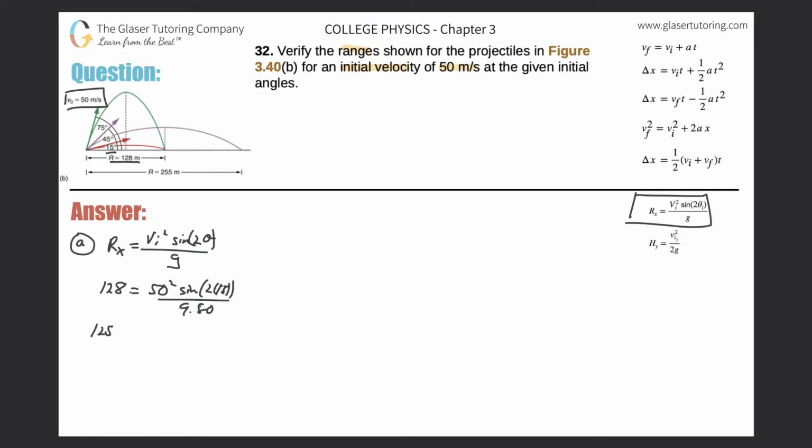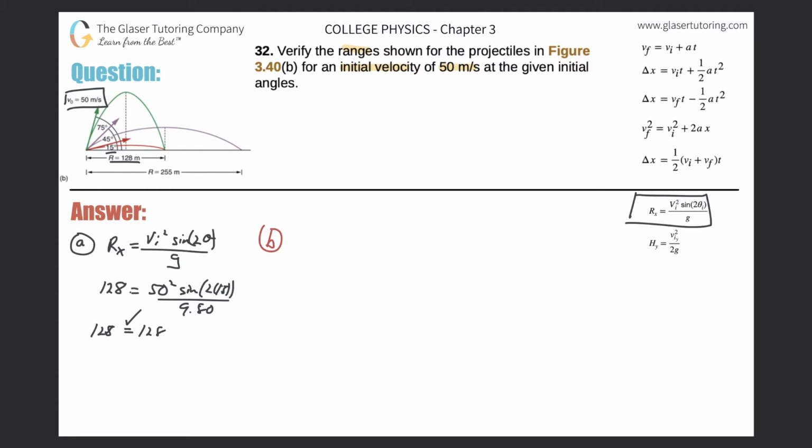So let's make sure that that is indeed true. 128 is equal to, let's do it: 50 squared times the sine of 2 times 15, then divided by 9.8. And it comes out to 127.5, right? And we'd have to round to 3 sig figs, so that would be 128. So they do check out. That's great. Okay, that's done. Let's take a look at the next one now.